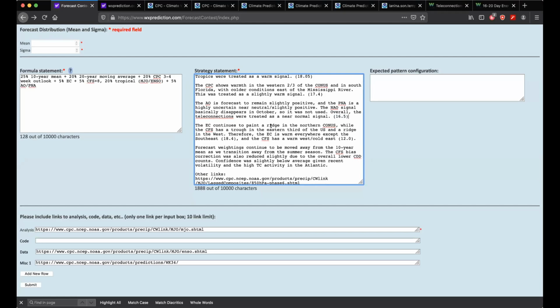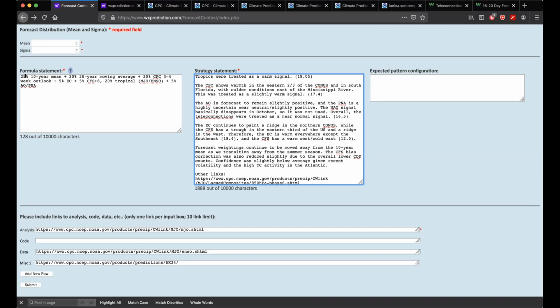The EC has a ridge in the northern CONUS, and the CFS has a trough in the eastern third of the US. So spatially, the two of them are different, and that translates to quite a difference when we look at the EC versus CFS in terms of their actual 2-meter temperature depictions, with the EC being warm everywhere and the CFS having a warm west, cold east.